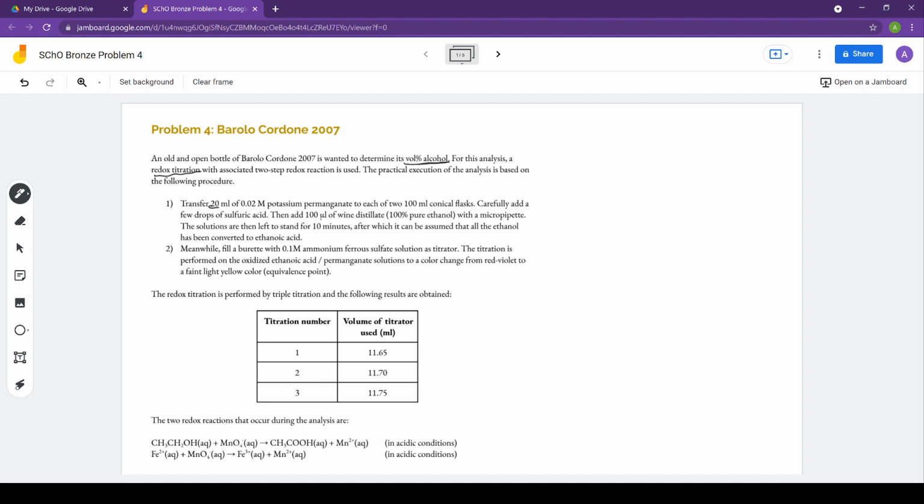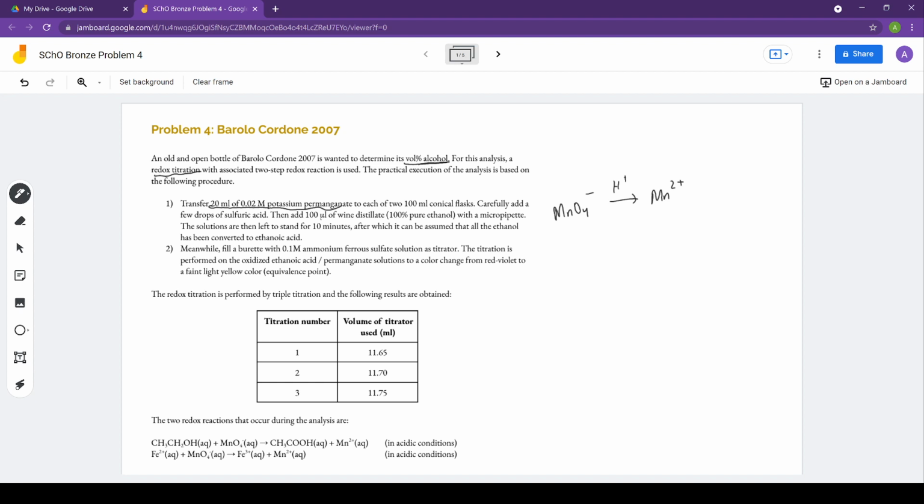We have some potassium permanganate, and permanganate is an oxidizer, right? MnO4 minus reduces really easily, especially in acid, to Mn2 plus. So it's an oxidizer, right? Okay, so we have potassium permanganate in these conical flasks. Then we add some sulfuric acid. So basically that's the presence of acid, right? Then we add the wine distillate. So we add the ethanol, right? Because in wine, the alcohol is ethanol. We add the wine with the micropipette.